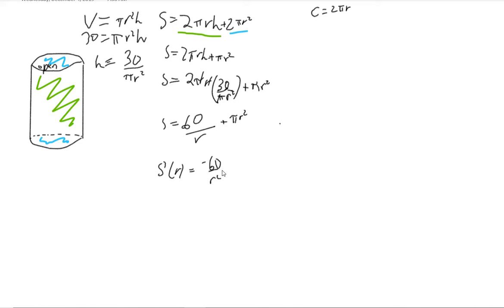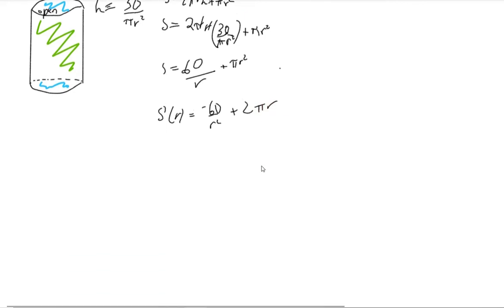Just put the r on top, make it r to the negative 1, multiply everything by negative 1, and then subtract 1 from the exponent. You get negative 60r to the negative 2, and then I just move the r squared to the denominator. And then the derivative of pi r squared is 2 pi r. Okay, and now we want to set it to 0 because that's when it'll be at an optimal point. 0 equals negative 60 over r squared plus 2 pi r.